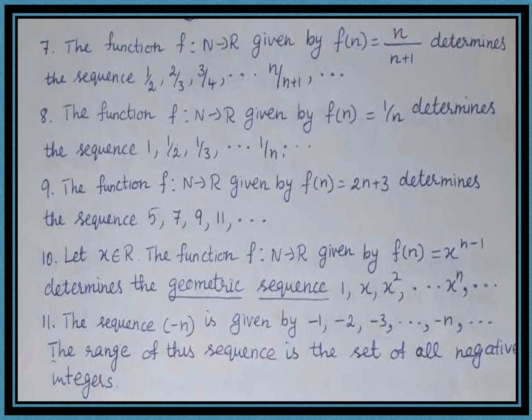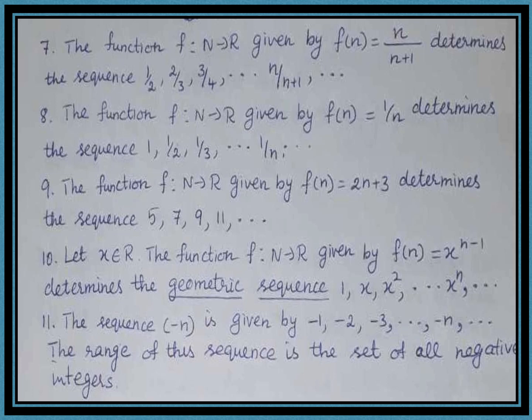The next example is f from N to R given by f(n) = 1/n. So the values will be 1/1, 1/2, 1/3, etc. The next function is f from N to R given by f(n) = 2n + 3. So when we put n = 1, we will get 2 + 3 = 5. When we put n = 2, we will get 4 + 3 = 7, and so on.